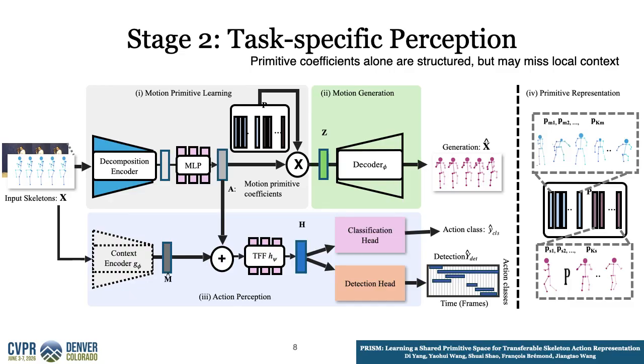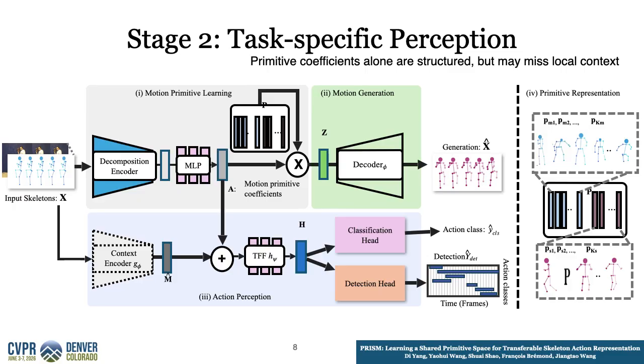In the second stage, primitive coefficients are structured, but they may miss local context. Therefore, PRISM uses a context-aware skeleton encoder to extract spatial temporal features. The temporal feature fusion combines these context features with primitive coefficients for action classification and frame-wise detection.